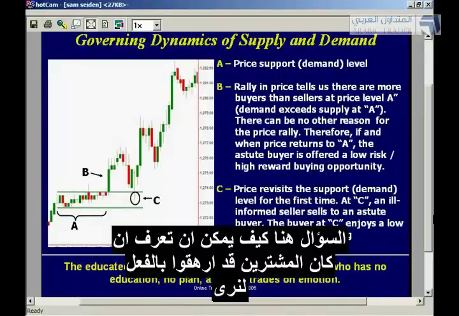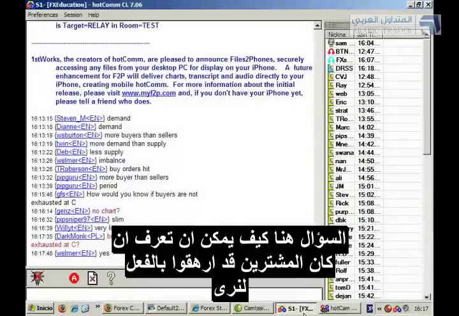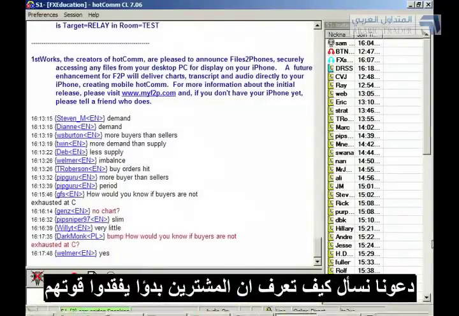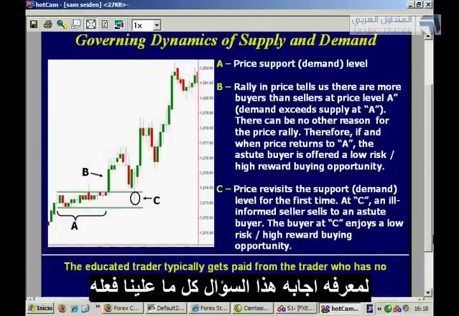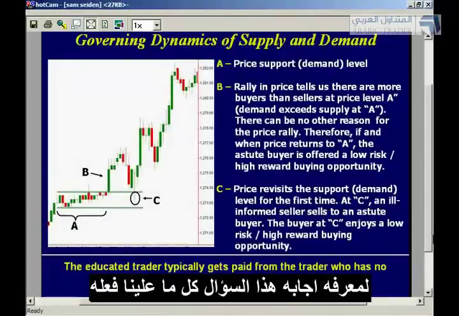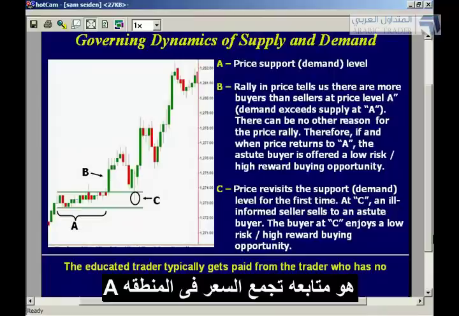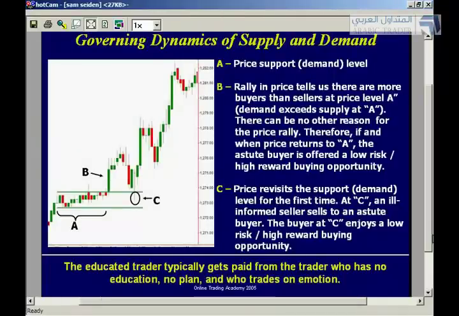How do you know that? I see a question here. How would you know if buyers are not exhausted at C? So I guess the question is, how do you know that there's buyers there at C? Is that the question? If that's the question, all you have to do is look at B when prices rally from A.